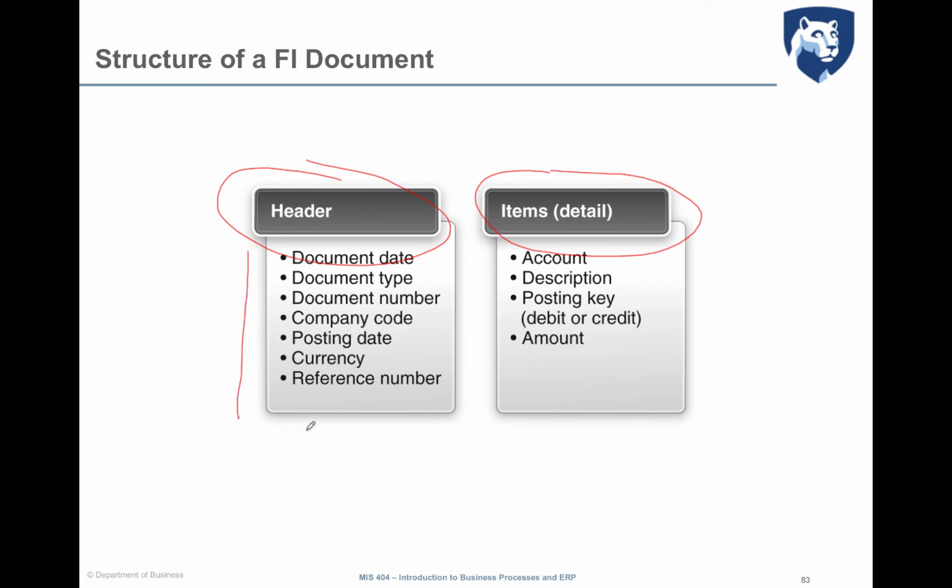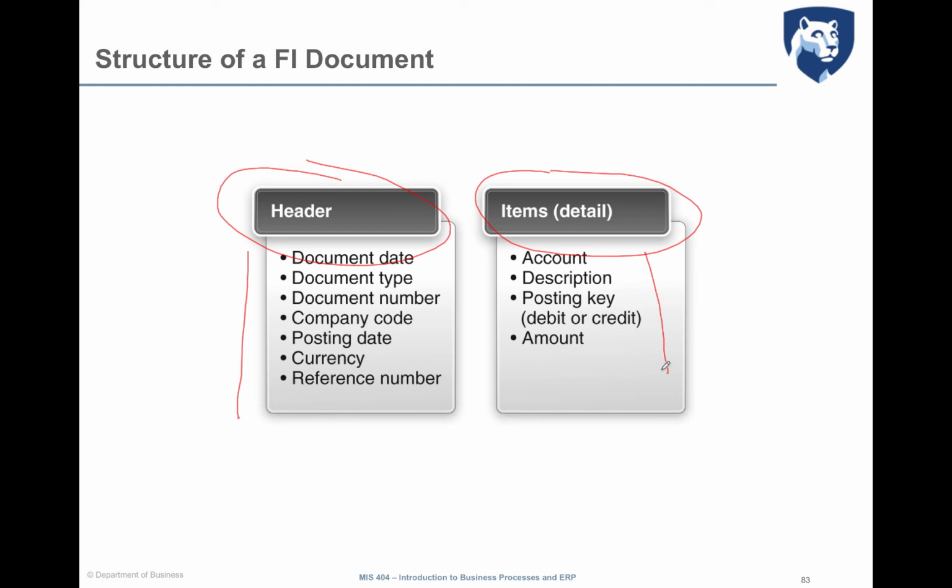The header section includes data that apply to the entire document, such as the document number, the document type, the reference date, the company code, the currency used, the reference number, and so on. While the item details describe what's in the financial document, so which type of information we are displaying in the financial document.